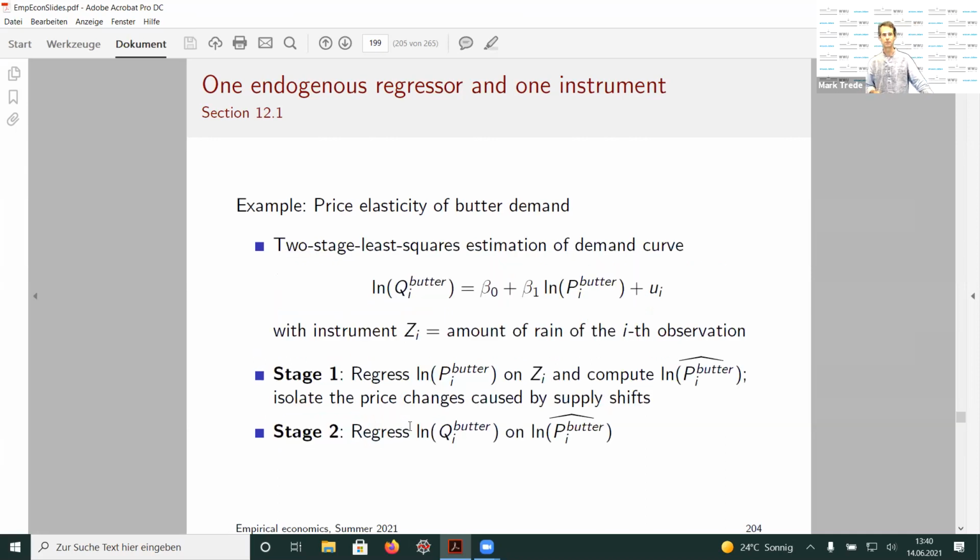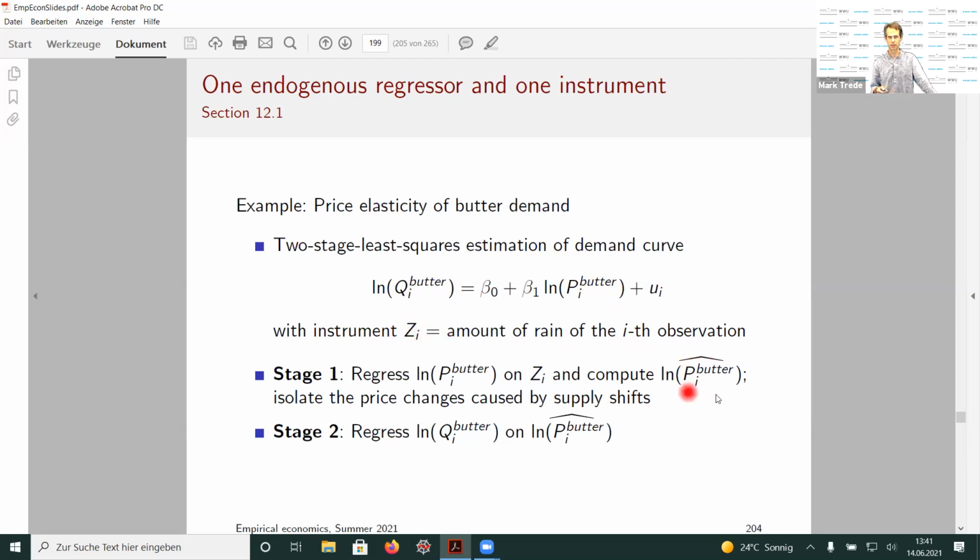All right, so if we look at the two-stage estimation of the demand curve, we need an instrument, Zi, that can be used to predict the good component of the butter price. Then we regress the butter price, or here the log butter price, on the instrument to get the good component, let's call that log butter price hat, and use that as a regressor in the second stage. So in the first stage, we regress the log price of butter on the instrument.